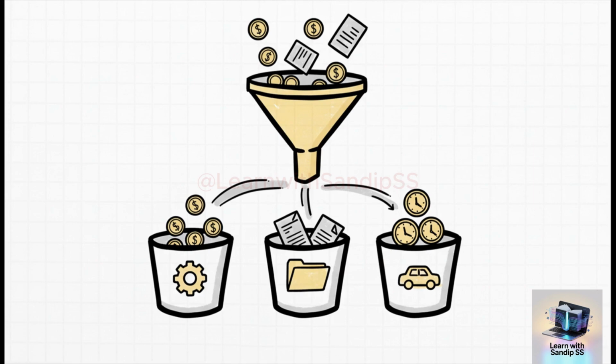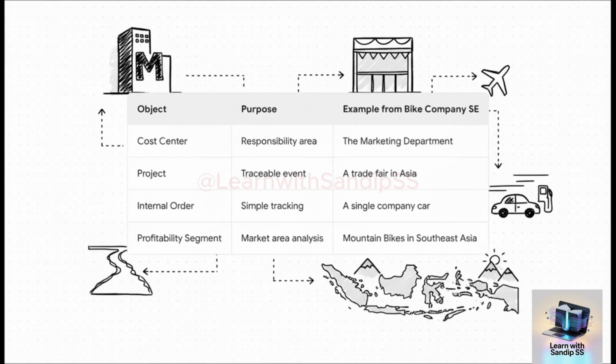For this, the system uses something called CO objects. Now, don't get hung up on the jargon. It's just a technical name for, you guessed it, collection buckets. Every time money is spent or earned, it has to get posted or dropped into one of these very specific buckets, so we always know exactly what it was for. Let's make this super practical. A cost center could just be the budget for the entire marketing department. A project could track all the money spent on, say, a big trade fair in Asia. An internal order might be used for something even smaller, like all the gas and maintenance for one company car. And here's the most important one for us, a profitability segment. This is the exact bucket designed to collect every cost and every bit of revenue related to mountain bikes in Southeast Asia. We're zeroing in on our answer now.